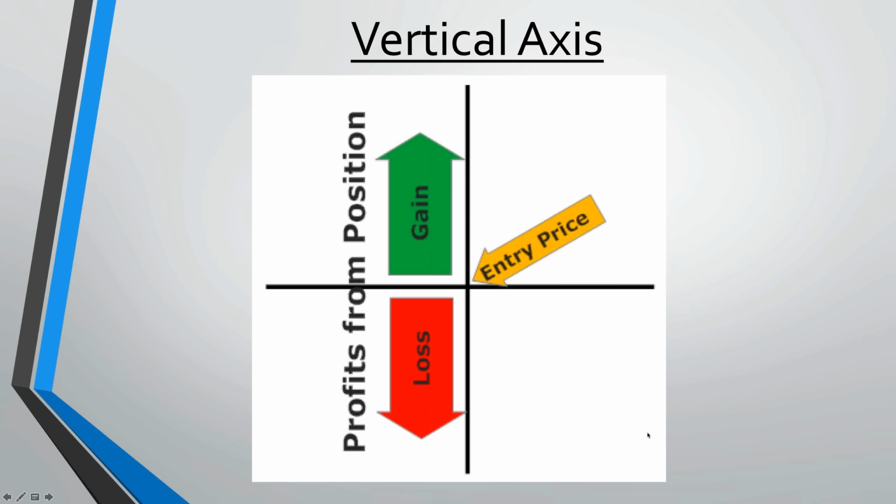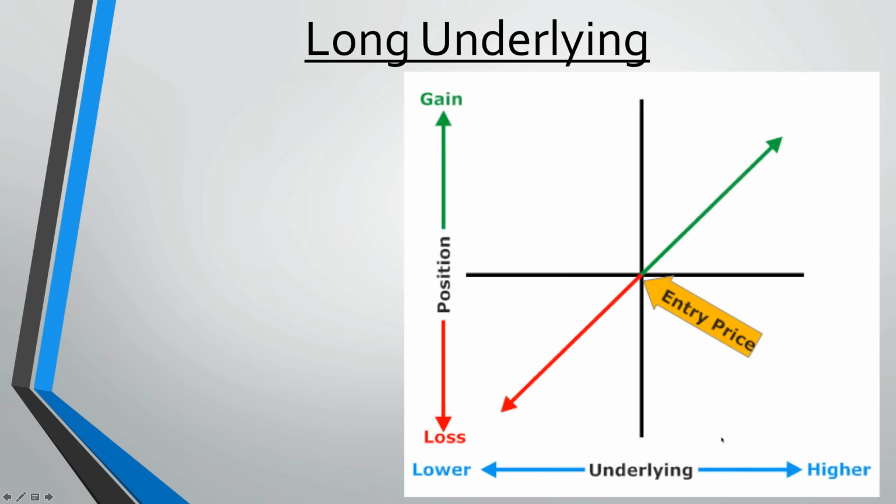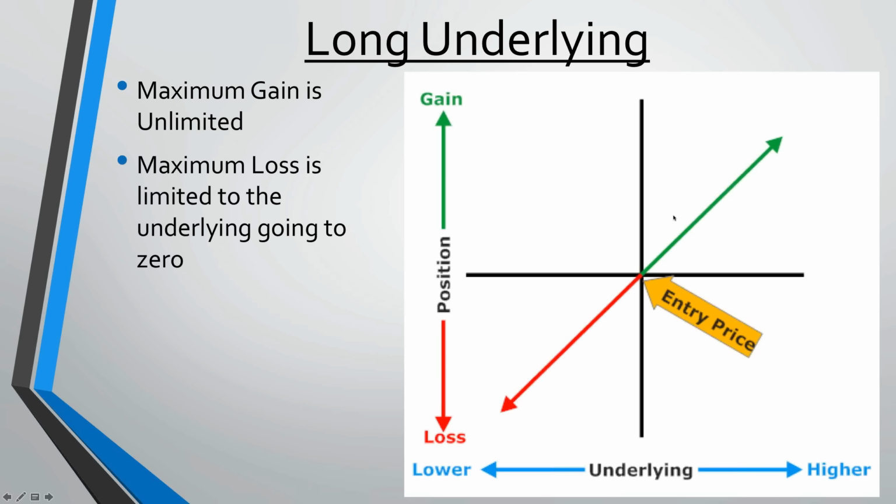So let's take a look at a long underlying position. Again, this is not a spread. This is a position in the underlying. You can see price action represented down here in the bottom left. This is what a loss would look like. The underlying is going lower, you are long. The key is your maximum gain on the upside here is unlimited, and your maximum loss is limited to the underlying going to zero. So if this were crude oil, you lose the exact amount you spent in an underlying position.